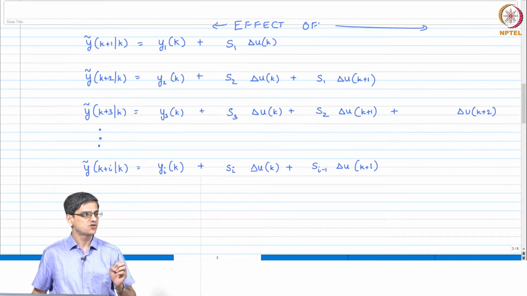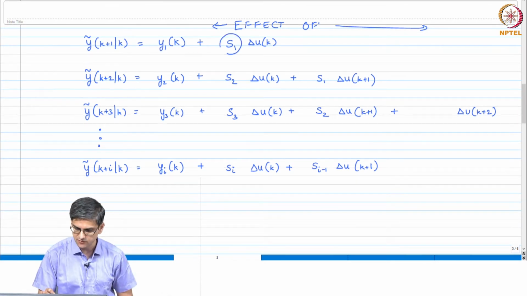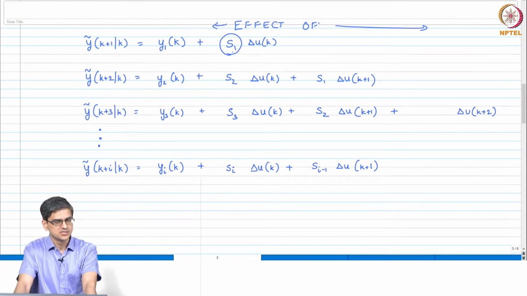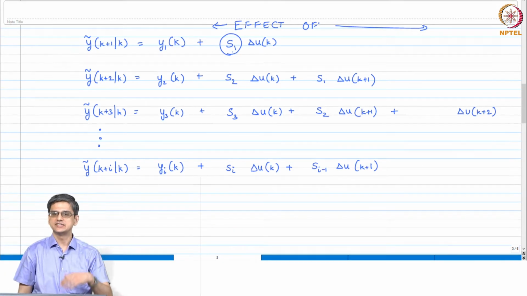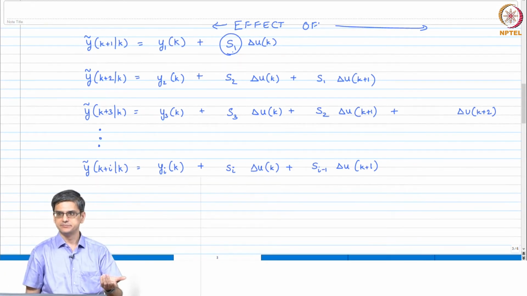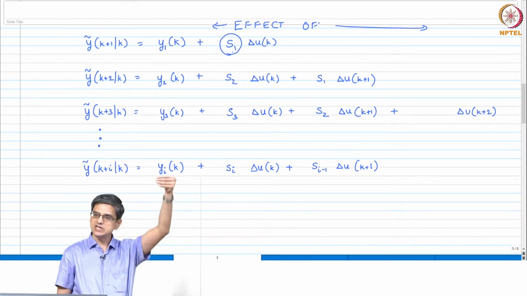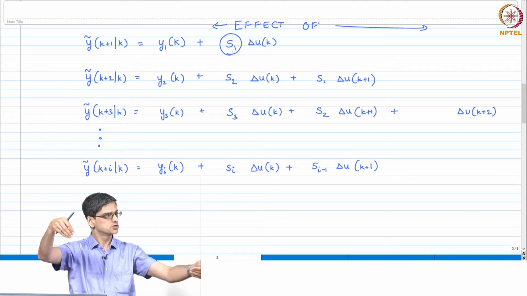What is the size of S1? This S1 itself, what is the size? Is it a scalar? Is it a vector? Is it a matrix? Yeah, in general it is ny cross nu. If it is a SISO system, it is a scalar. If it is a MIMO system, its number of rows will be equal to number of outputs, number of columns will be equal to number of inputs.